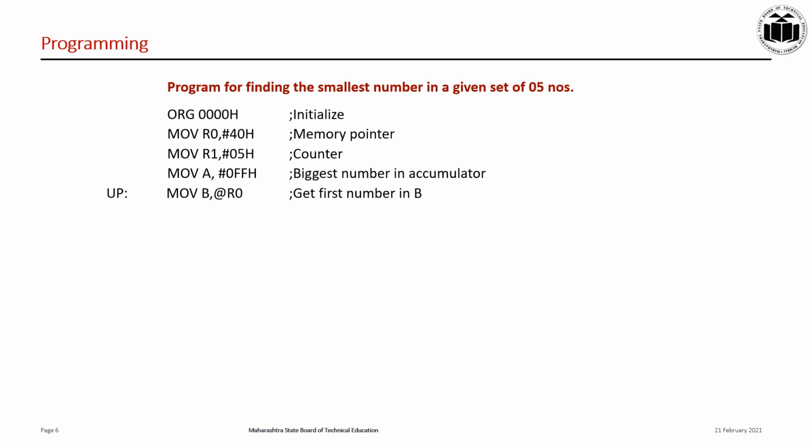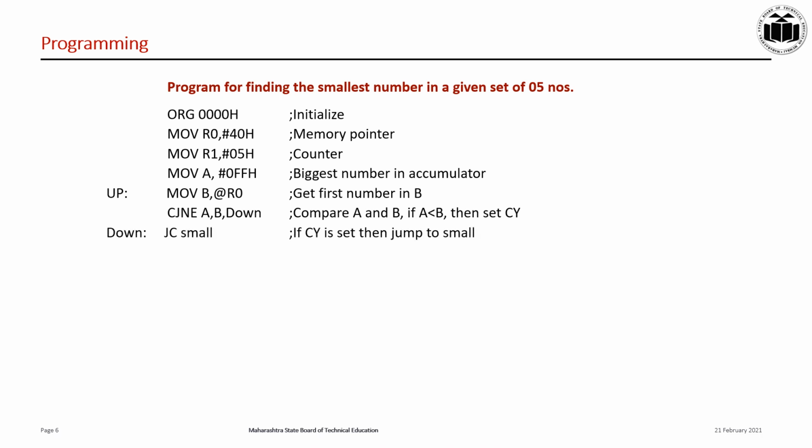By using this instruction, we will get the first number in register B. Then we will compare the content of the accumulator with register B. If the content of the accumulator is less than register B, the carry flag will be set. So we will check for the carry flag. If the carry flag is set, it means the content of the accumulator is less than the content of register B. So it will jump to the label small for further comparison. If the carry flag is not set, that means the content of the accumulator is greater than the content of register B.